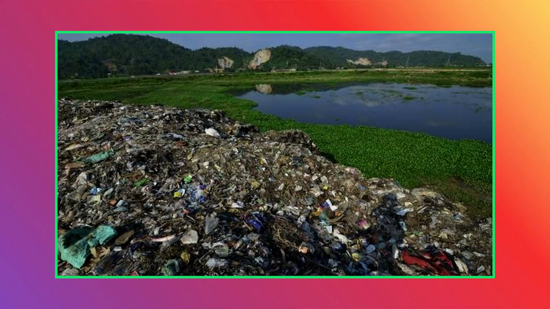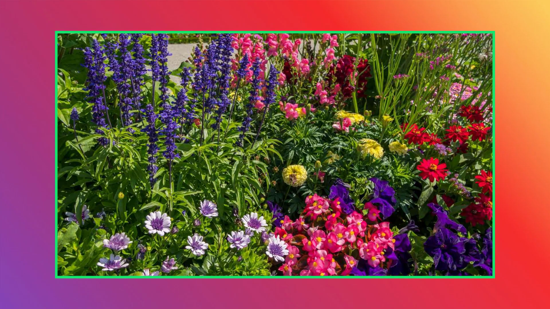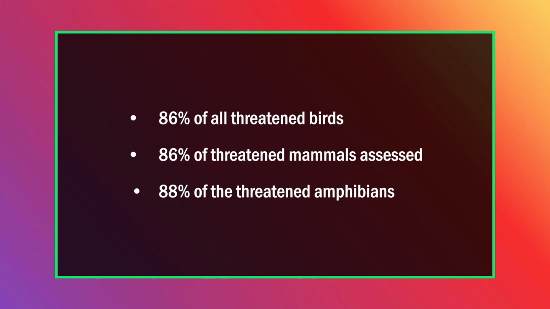Habitat loss and degradation are major causes of species extinction. Habitat loss and degradation is the most pervasive threat to birds, mammals, and plants, affecting 86% of all threatened birds, 86% of threatened mammals assessed, and 88% of the threatened amphibians.